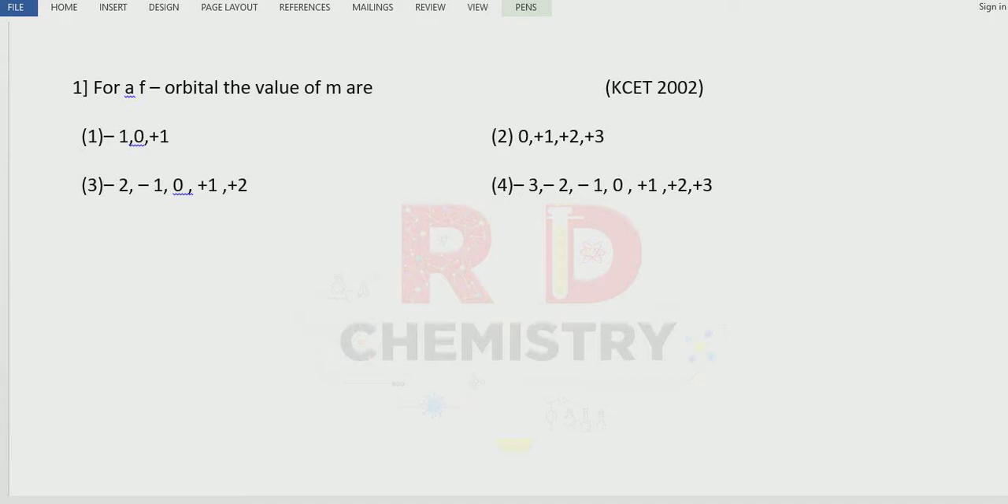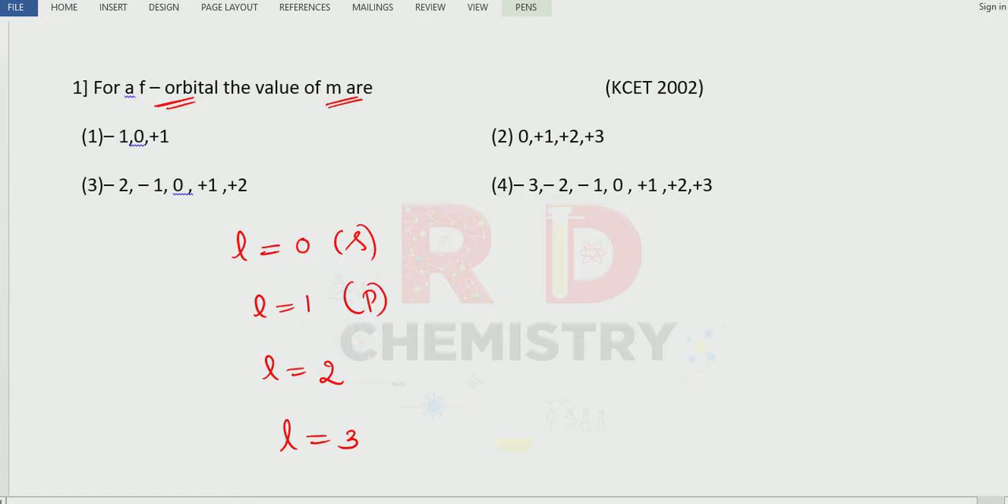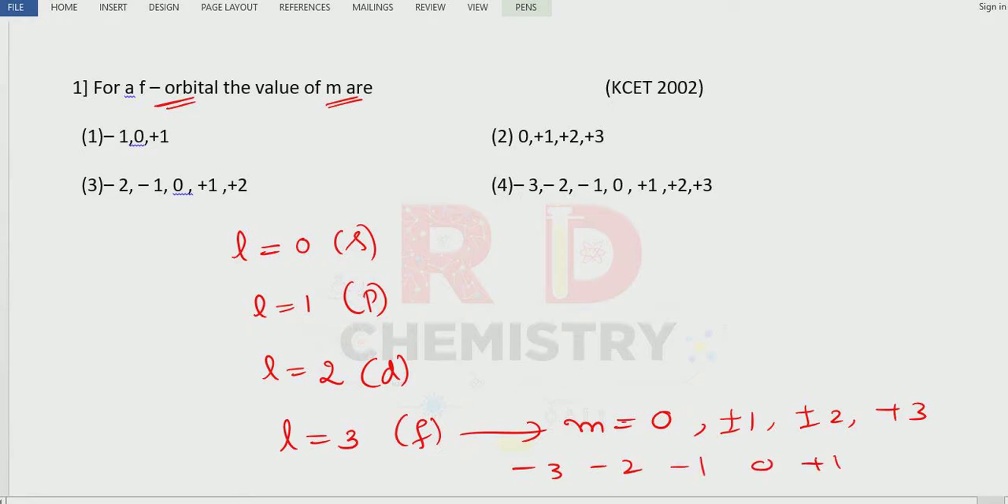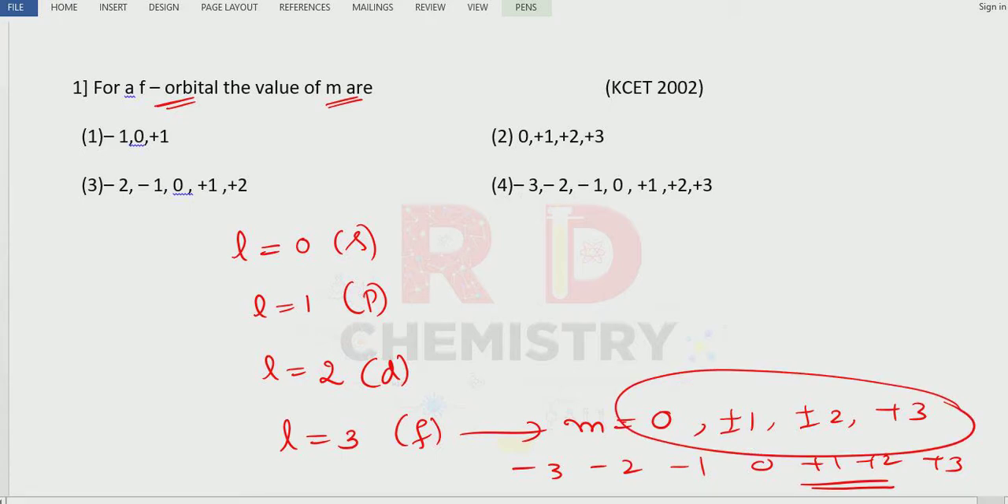Question number 1. For an f orbital, the value of m_l. Suppose we have L is equal to 0, L is equal to 1, L is equal to 2, and L is equal to 3. L is equal to 0 stands for s orbital, then p subshell, d subshell, and f subshell, correct? So when L is equal to 3, m is equal to 0, plus or minus 1, plus or minus 2, plus or minus 3. That means minus 3, minus 2, minus 1, 0, plus 1, plus 2, and plus 3. Like this it goes on. So this is a better way of writing together. So which one is matching here? Option number 4, right? Fourth one is the answer.